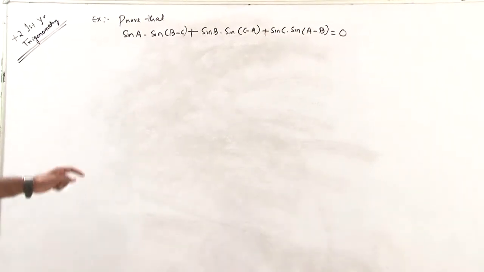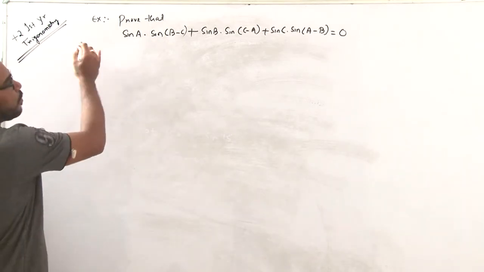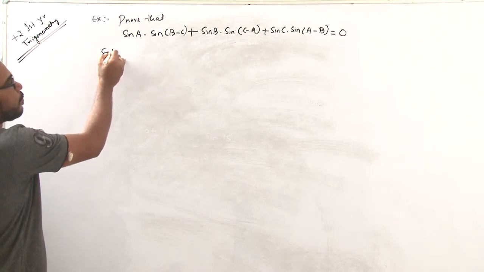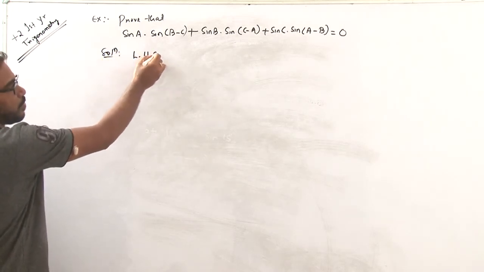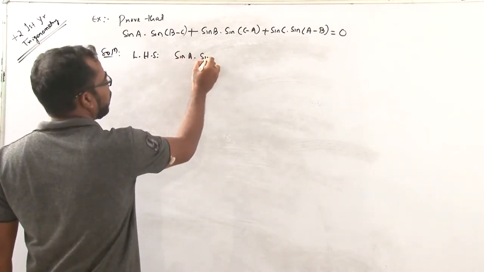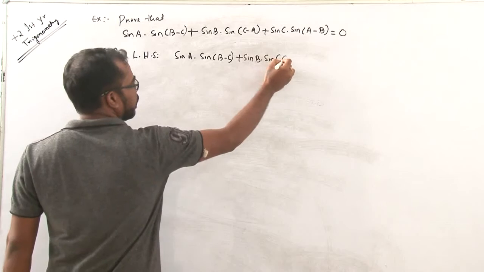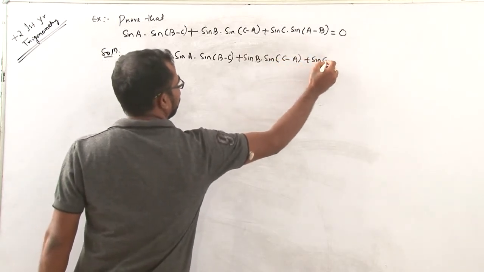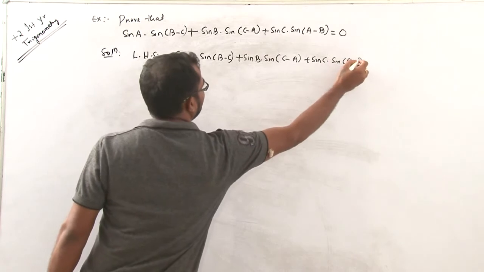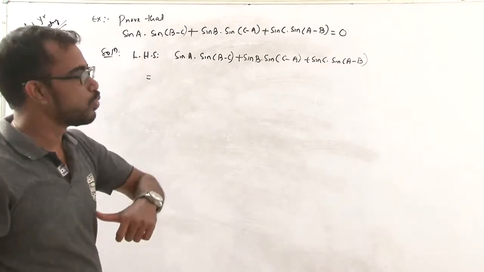So we have to prove that sin A into sin(B − C) plus sin B into sin(C − A) plus sin C into sin(A − B) is equal to 0. So we have to prove that. First we take the LHS. Here the LHS is sin A sin(B − C) + sin B sin(C − A) + sin C sin(A − B), and we can put the formula according to addition and subtraction.